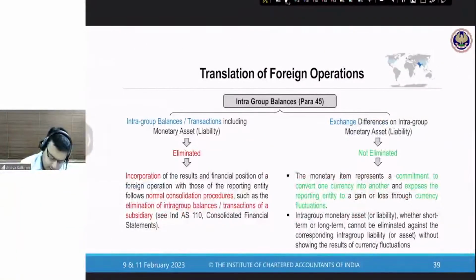But sir, there could be intra-group balances, like the parent has given money to the subsidiary to be repaid. Or the parent has sold goods to the subsidiary and I have to collect the money, or the subsidiary has sold goods to the parent and the parent has to make the payment to the subsidiary. So there could be intra-group balances which include a monetary asset or a liability. Okay. So now this is as per Ind AS 110 principles.